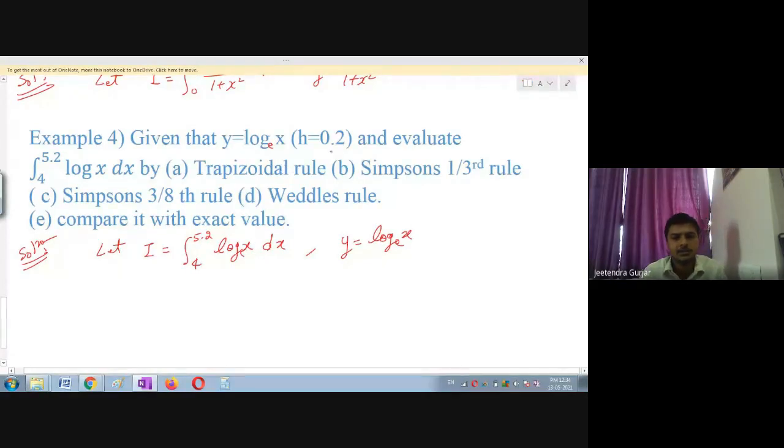Also you can see they have given the interval h is equal to 0.2. Suppose they have not given the interval, then how will you do it? Any idea?